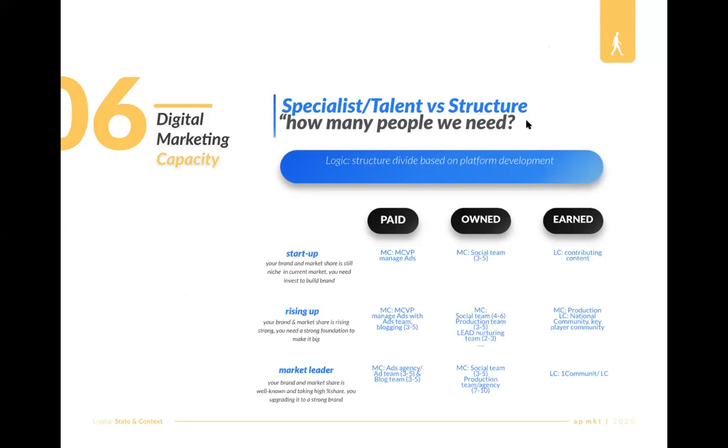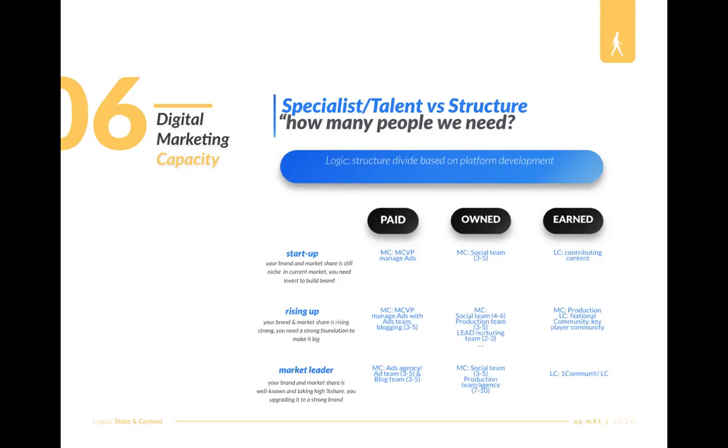Okay. So in the specialist talent and structure, based on the three types of entity that you can see here, if you are an entity that is starting off, you can have a team where, in the paid area, you need to have something like an MCBB to manage the ads. But when you want to rise up, you need to start thinking about having an ad team or more budget, and also people to do the blogging. And of course, if you want to go from rising up to become the market leader, it's going to require more time because you need to have a strong ad team, or some entities have an ad agency to do it, because it's not so easy.